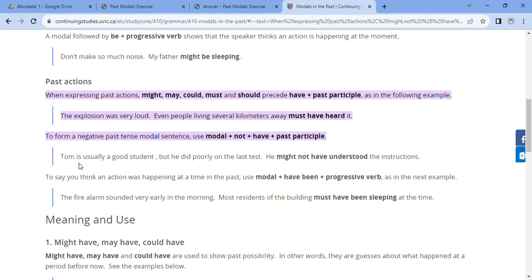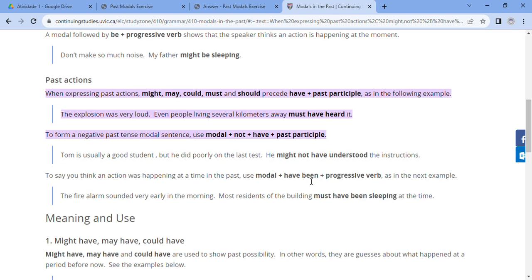Okay. Just for curiosity, if you want to say that some action was happening at a time in the past, you can use the modal and the have been and the verb in the progressive way, which is using ing. So let's see the example. We're not gonna use this structure in the questions on the exercises, but it's just for curiosity for you guys to know. So the fire alarm sounded very early in the morning. Most residents of the building must have been sleeping at the time.